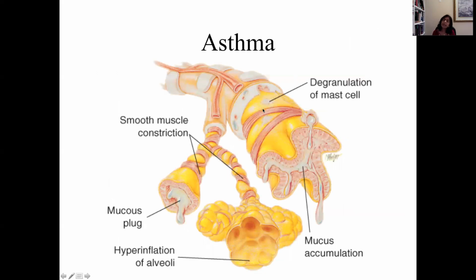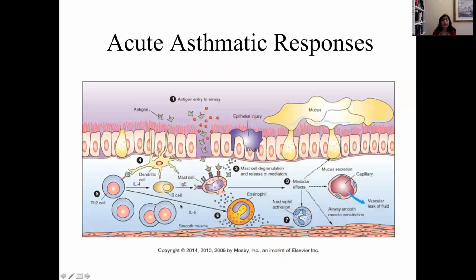Degranulation of mast cell, meaning the granules containing these chemical mediators are released in response to IgE binding to mast cell. And buildup of mucus here, alveoli being larger than normal. Again, buildup of air is the reason for that mucus plug shown here. Now, the acute asthmatic response is summarized just like we already went over.